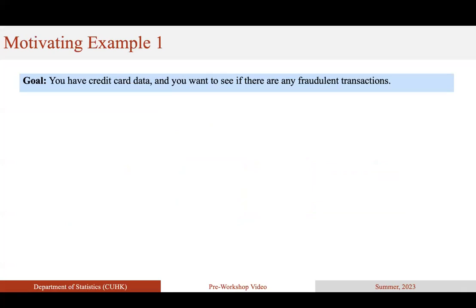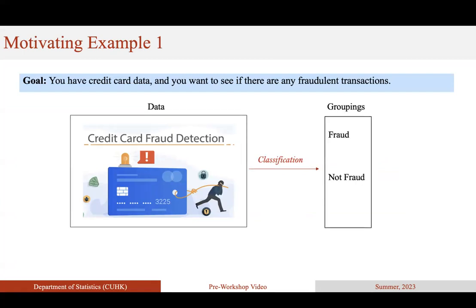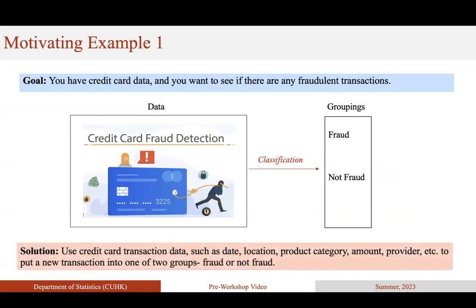Let us go through an example. You have a credit card, and banks will use this credit card's data to monitor for fraudulent transactions. How do they do it? They will use a classification model to classify whether a transaction is fraudulent or non-fraudulent. So, the input can be transaction data like date, location, product category, amount, provider, and the classifier will give you the outcome as fraud or not fraud.